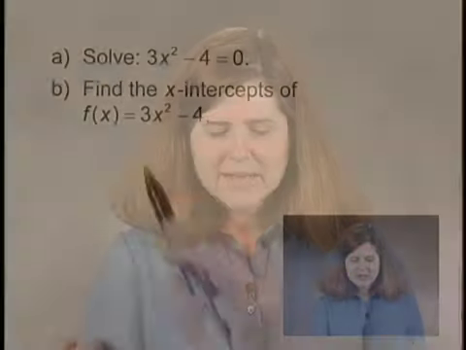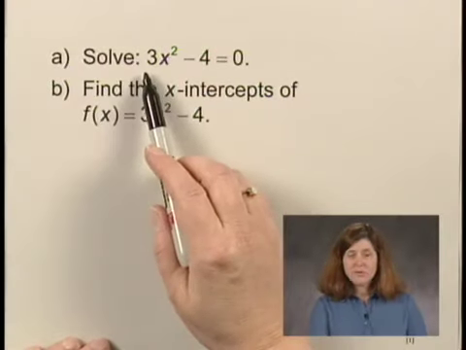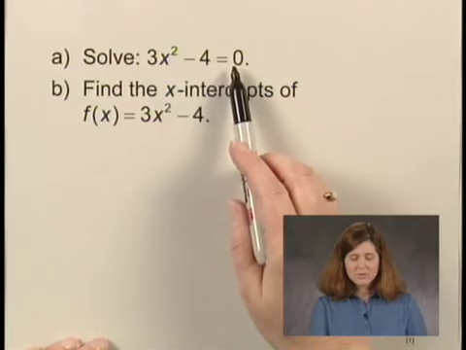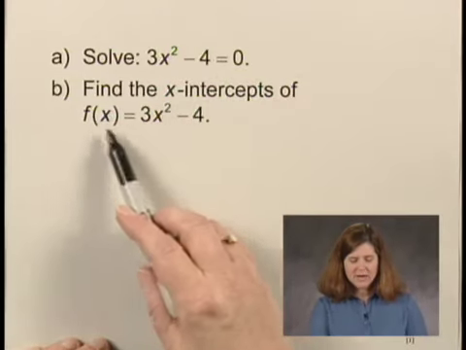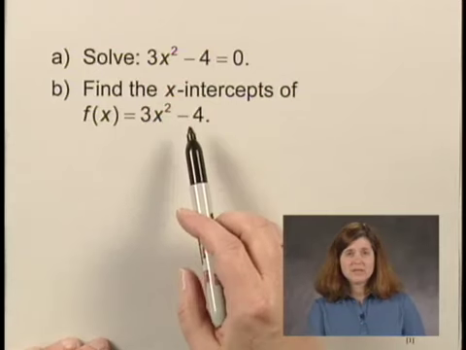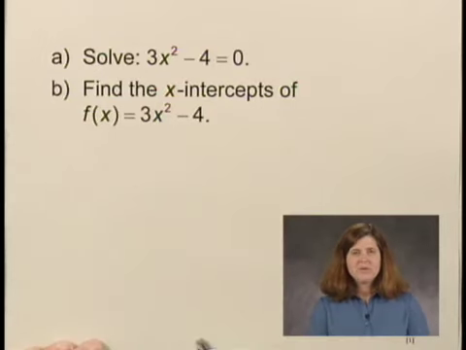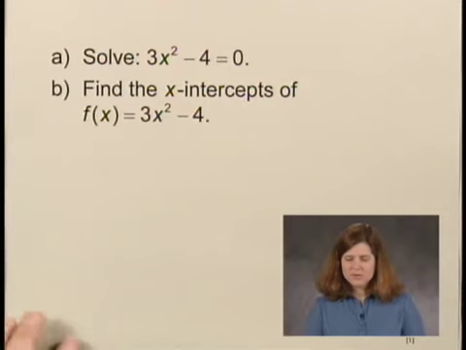We're going to be looking at a quadratic equation and a quadratic function. We're asked to first solve the quadratic equation, 3x squared minus 4 equals 0, and then find the x-intercepts of f of x equals 3x squared minus 4. Let's start by solving 3x squared minus 4 equals 0.